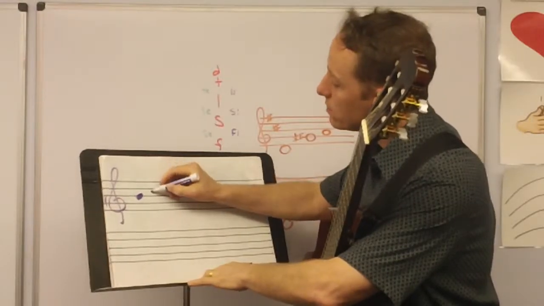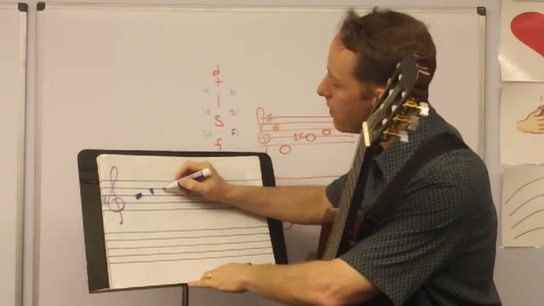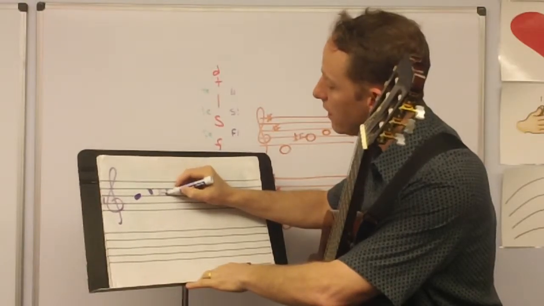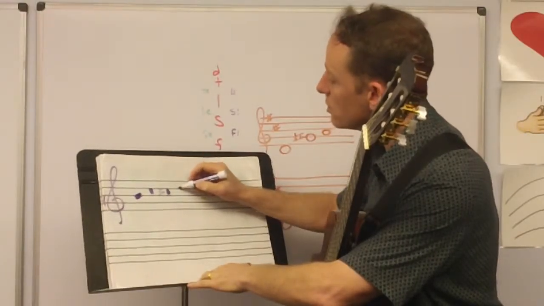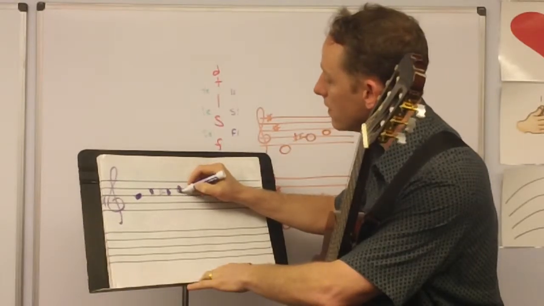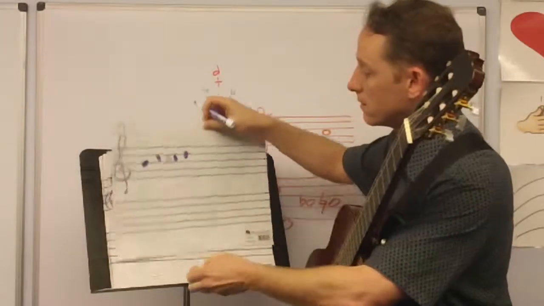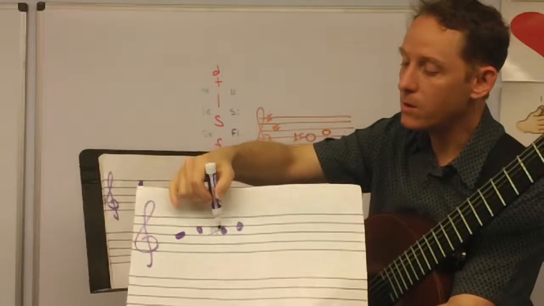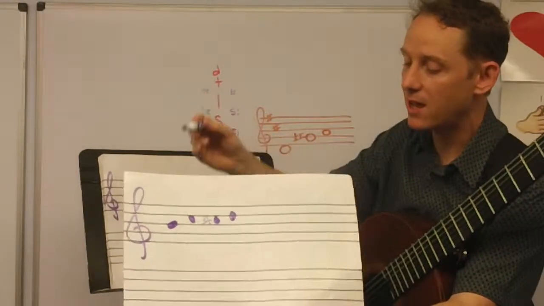Loo, loo, loo, loo. Pause the video, and here's the answer. Ti, do, do sharp leads to re. Ti, do, di, re.